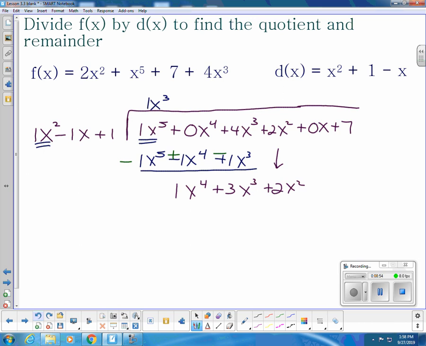X squared goes into x to the 4th. What do you want to multiply x squared by to get x to the 4th? X to the 2nd, right? And you multiply to the guy out front. Draw your line. Go through and subtract, distribute your subtraction, and add your lines together. So go ahead and finish this one.